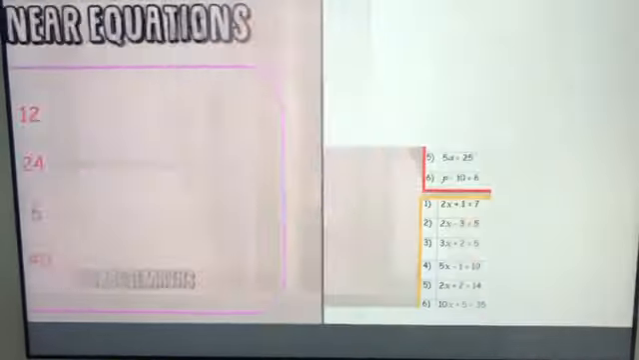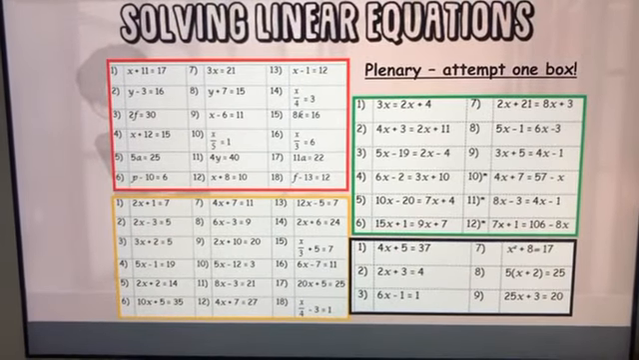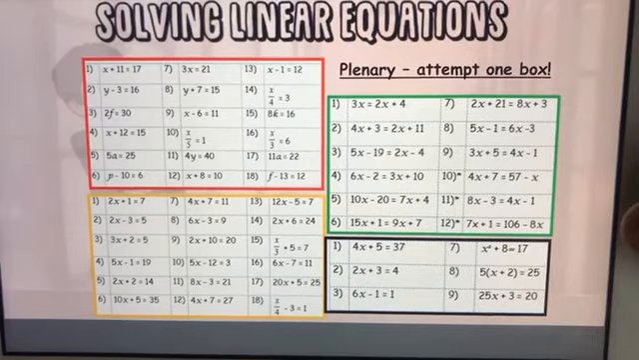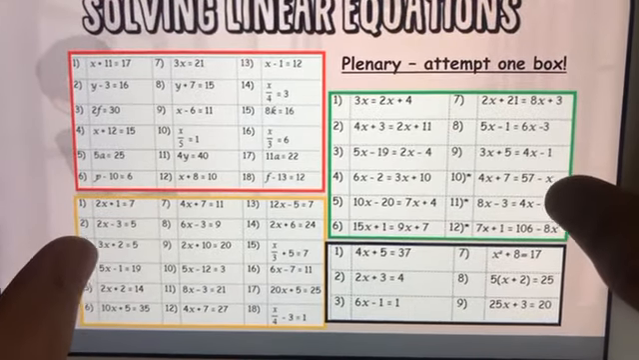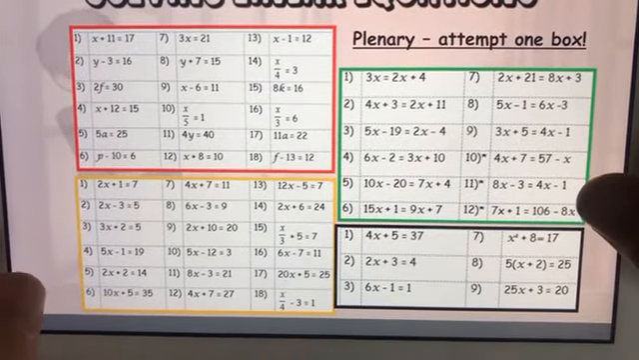Right, guys, very last thing, to kind of tie in what we've done today, you've got 3 boxes by there. I don't expect you to do them all. If you can get some of them done, I want you to attempt 1 box for me, please. 1 of those boxes.